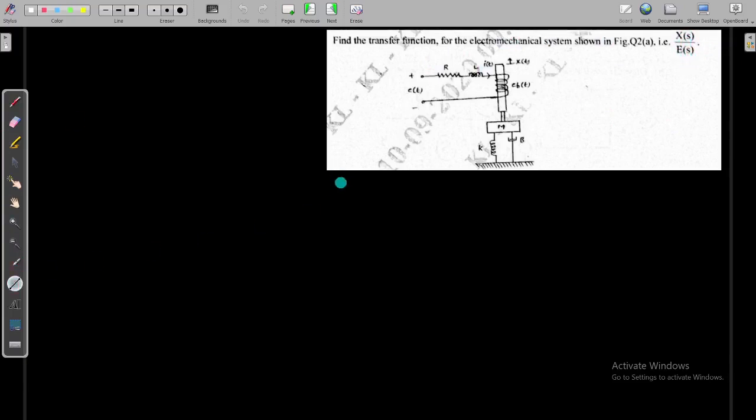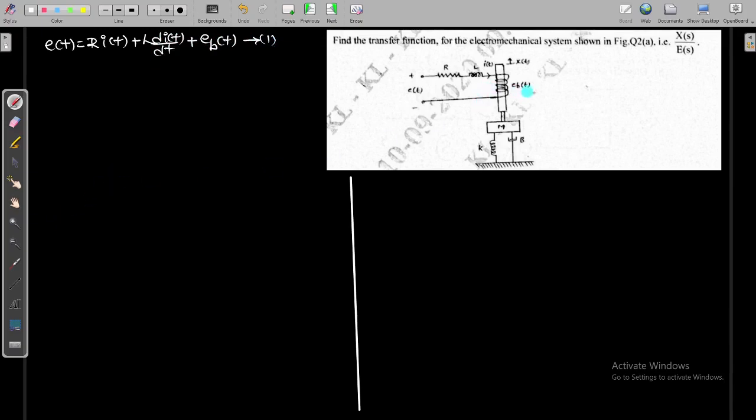Once again, see how to solve this problem. It is a somewhat different question. First we will write the e(t) equation. The e(t) equation will be R into i(t), plus L into di(t) by dt, plus the back EMF, that is Eb(t). This is equation number 1.